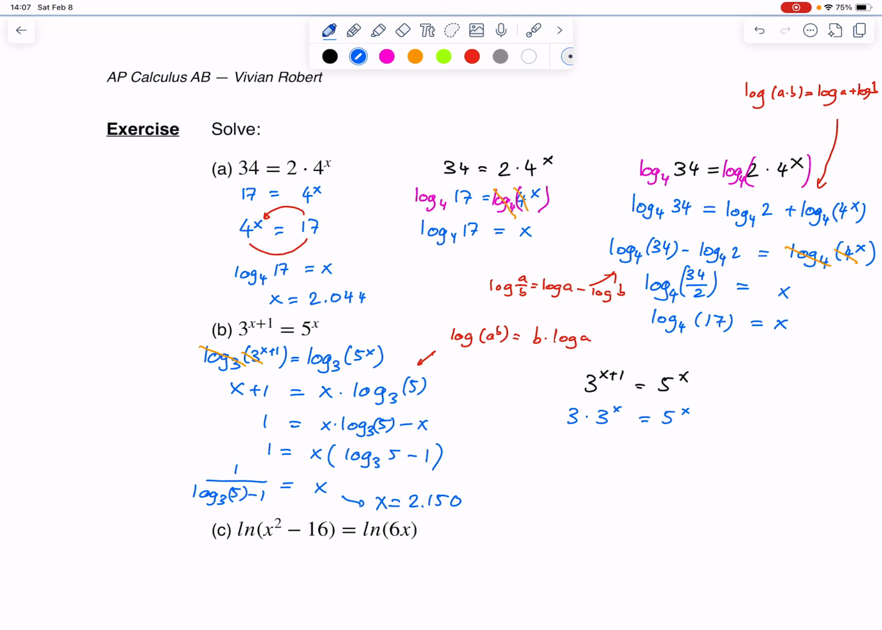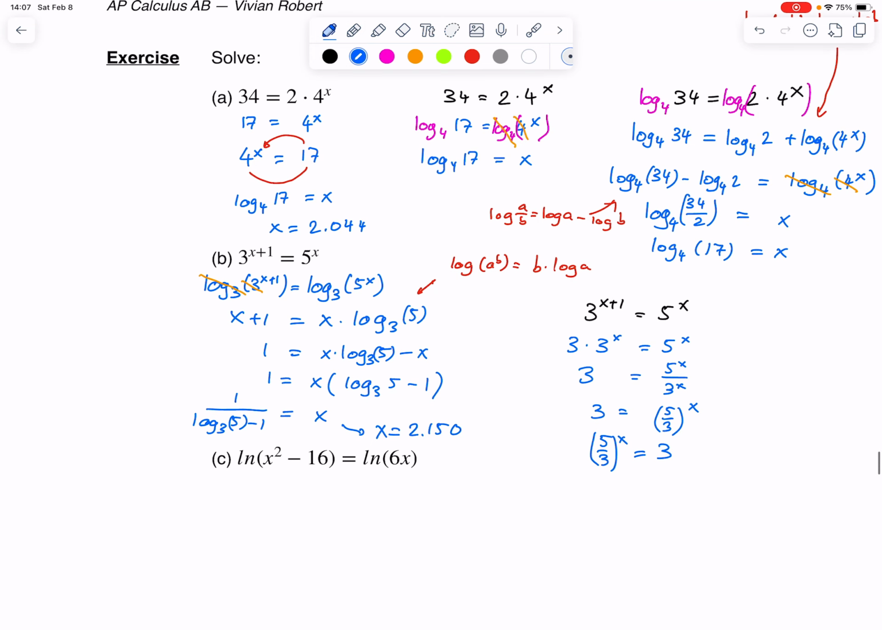So the advantage of doing it like that is now I can write 3 equals 5 to the power x over 3 to the power x, which is 5 over 3 to the power x. And now I'm going to use log on each side, or I'm going to use this spiral thing. If I use the spiral, I need to switch the order. So 5 over 3 to the power x equals 3. But in any case, I get log in base 5 over 3 of 3 equals x. Well, it might not be completely obvious that this is the same as that, but I expect that it is.